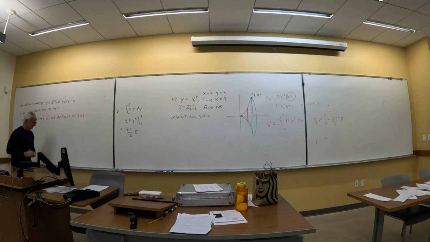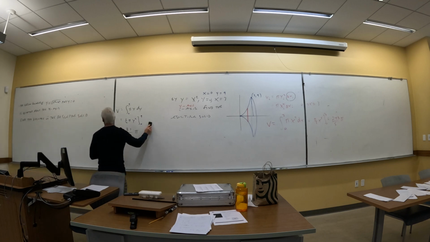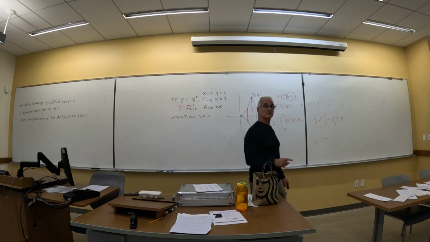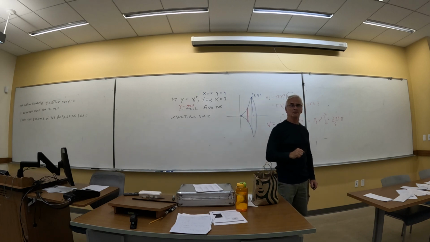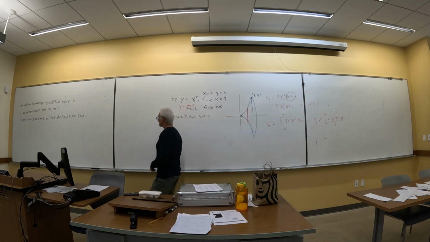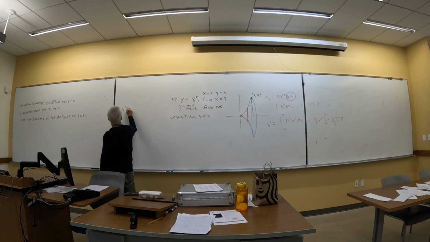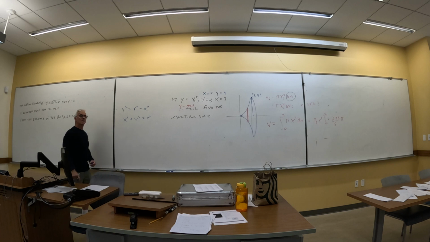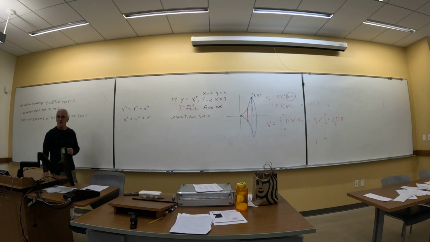Oh, well, what does this look like? This is kind of tricky. I'll give you a hint. If I square both sides of that, what will I get? Won't you get y squared equals r squared minus x squared? Which would be x squared plus y squared equals r squared. Wait a minute, what's that? A circle of radius r centered at the origin.